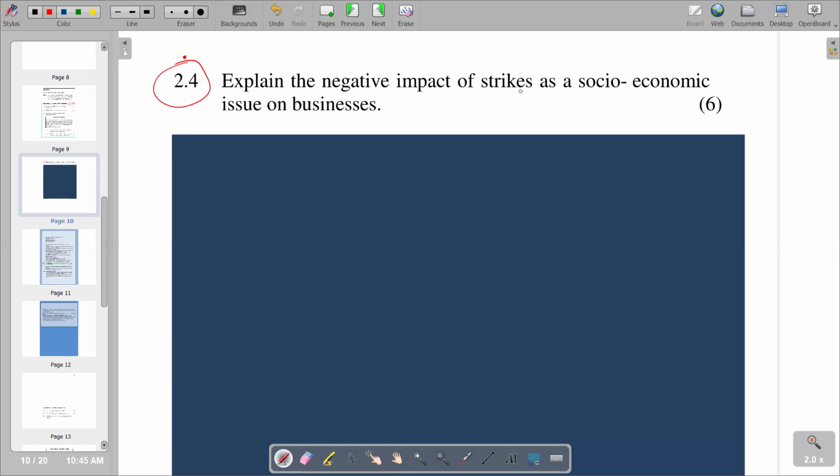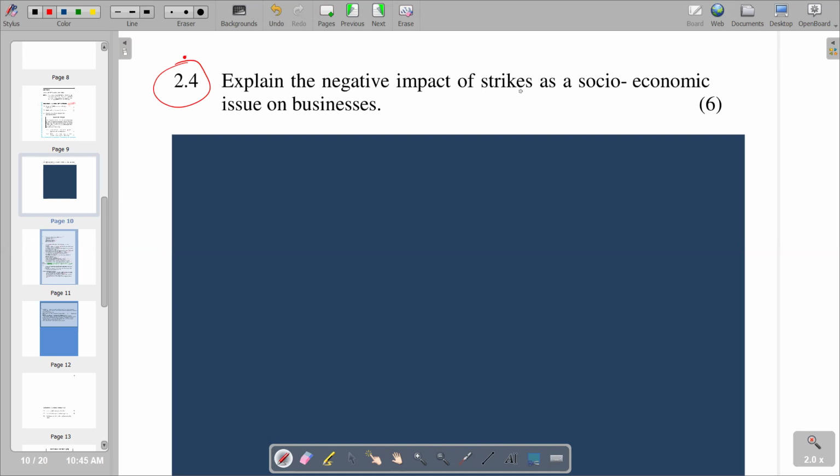On 2.4, remember, trying to understand the word strikes, we know that a strike is a refusal to work organized by a body of employees as a form of protest. So when there's a refusal to work, in other words rejecting to work, obviously it's an organized activity in the form of protesting. Generally, we can just say it's an organized refusal to do something expected. When you refuse to do something that is expected, that is taken as a strike. So what are the negative impacts that we can deduce from strikes?